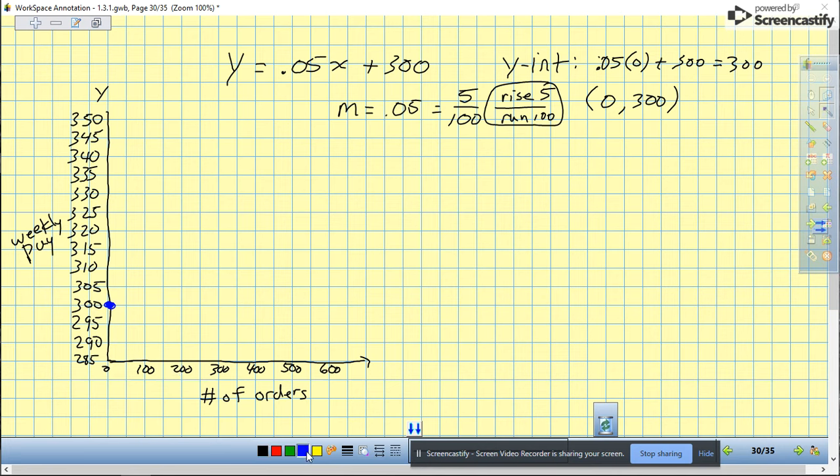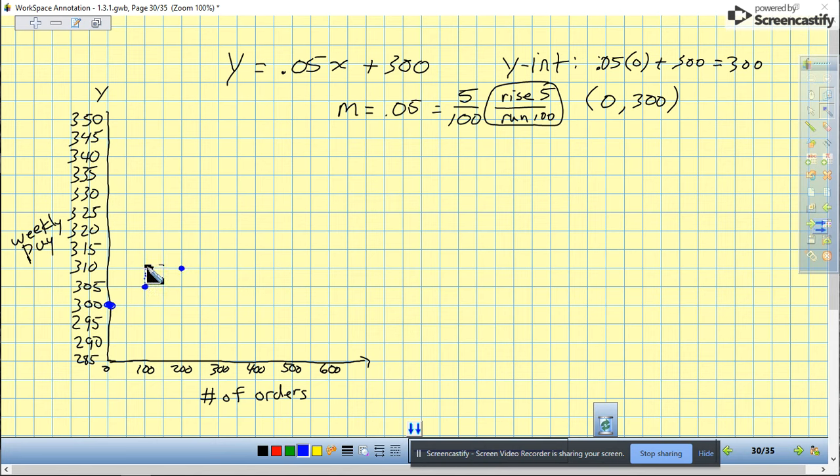So if she sells 100, then she's going to get $5. Okay, in other words, I went up 5 and over 100. Because remember, I'm counting by 100s right here, and I'm counting by 5s here. So each line up is 5. 2 lines over is 100. Okay, so really, my slope as far as the grid goes is up 1, right 2. But in terms of the math, it's up 5 over 100.